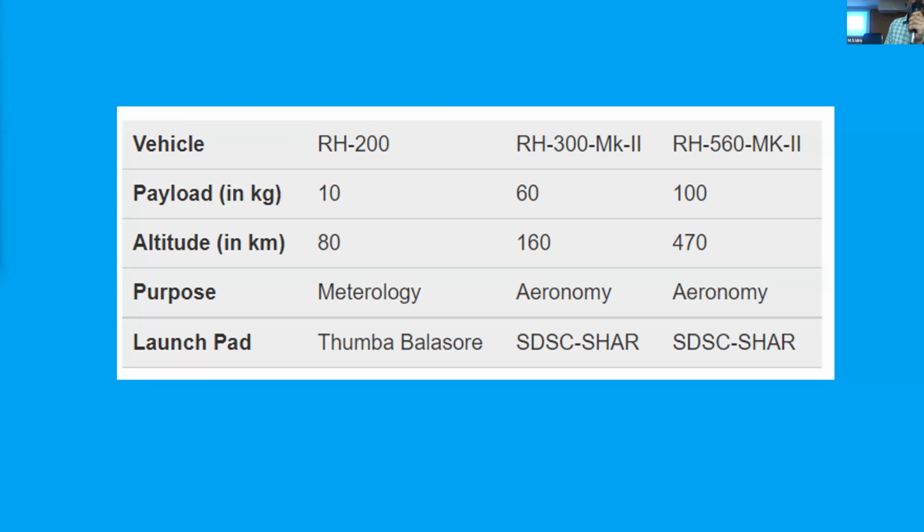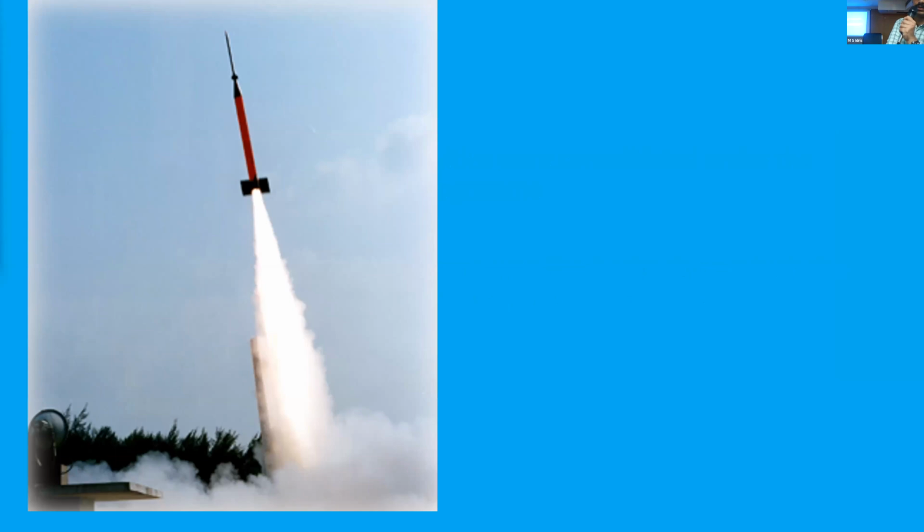Different ranges are there. There are different Rohini versions: Rohini 200, 300, 560 Mark II. It just carries certain devices with it. Look at how small it is. It just carries them. Sometimes it can keep a balloon in the atmosphere at about 10 kilometers, 20 kilometers, and send the data. All that weather meteorological information can be obtained.